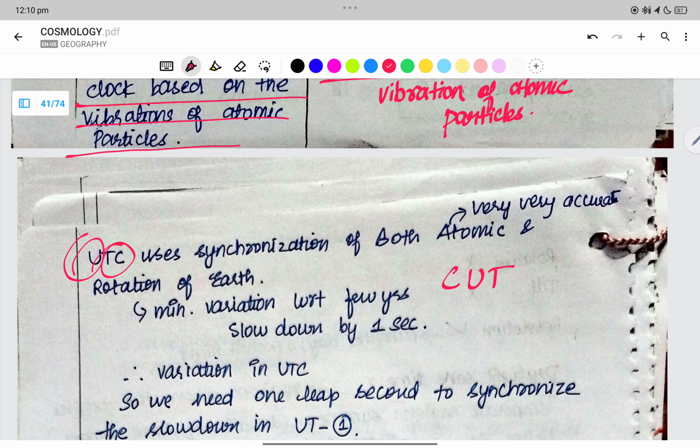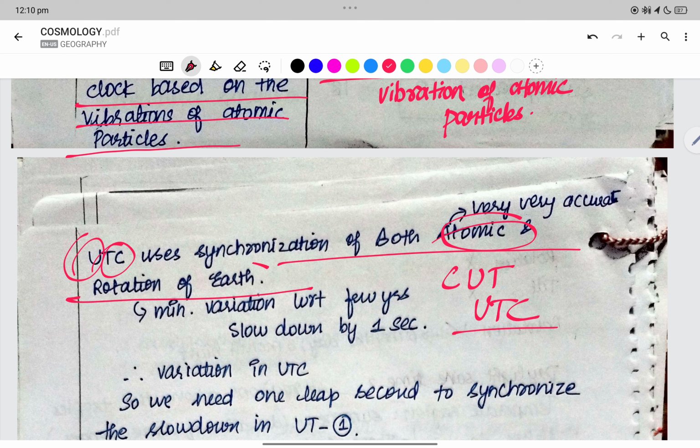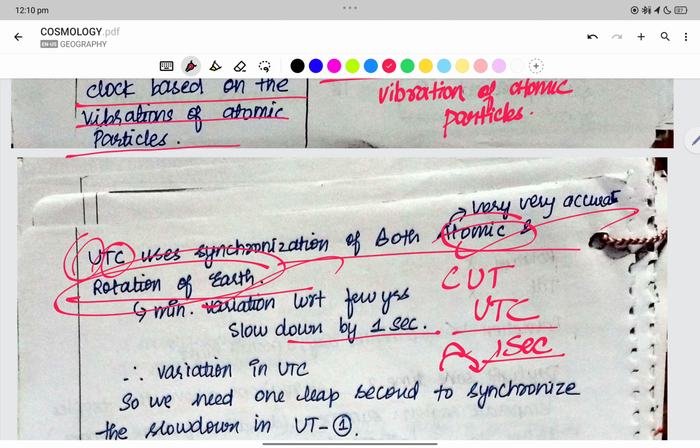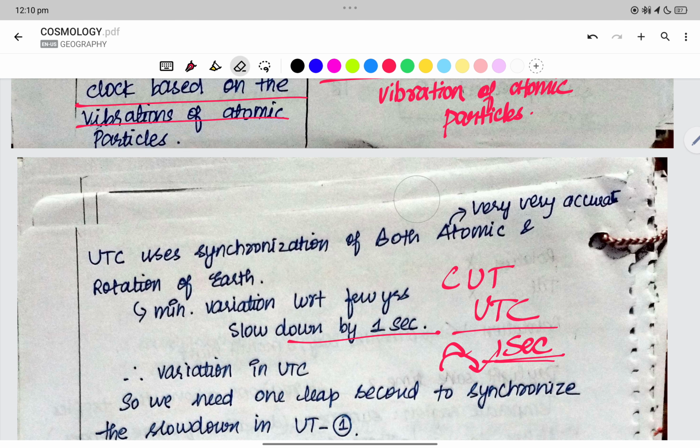Coordinated universal time uses both clocks: atomic clocks as well as the rotation of the earth. When there is a variation, we just add 1 second, since the earth is slow, right? The earth has slowed by 1 second for every 25 to 30 years. This is what we call the leap second. So when we find that the atomic clock differs, we synchronize it by increasing the time in the clock by 1 second, right?